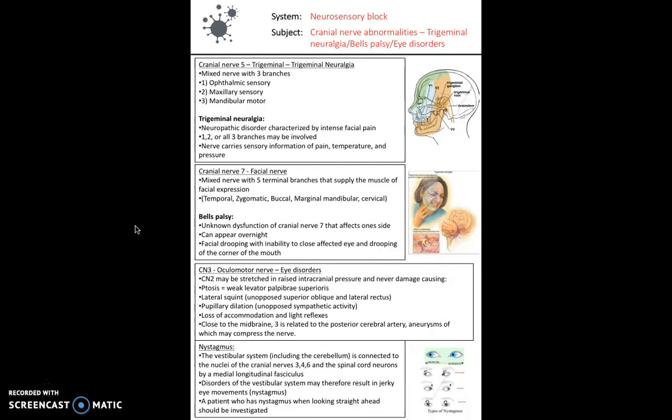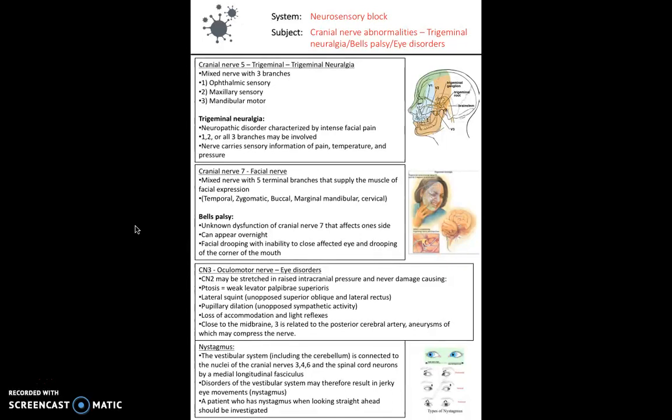Moving on, you can look at Bell's palsy, which is an issue with the 7th cranial nerve, the facial nerve. And this nerve emerges from the pontine medullary junction. It's got control of the muscles of facial expression. It controls taste for the anterior 2/3 of the tongue and the oral cavity, and also it provides parasympathetic fibers to the head and neck.